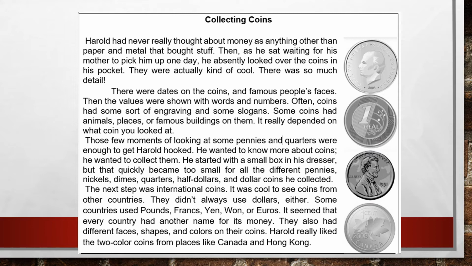Some countries used pounds, francs, yen, won, or euros. It seemed that every country had another name for its money. They also had different faces, shapes, and colors on their coins. Harold really liked the two-color coins from places like Canada and Hong Kong.